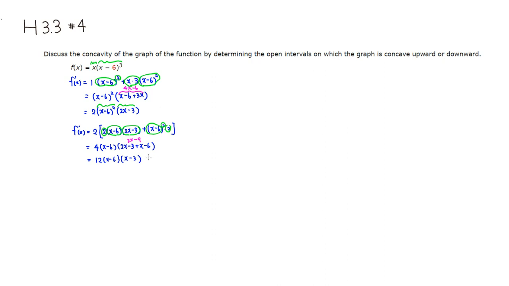If you set that equal to 0, we can see that x equals 6 and x equals 3. Now we're going to do the number line. So draw a number line here, and I'm going to put a couple of tick marks, one for 3 and one for 6. Then we're going to look at the sign of f double prime.